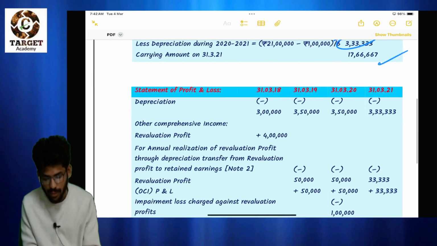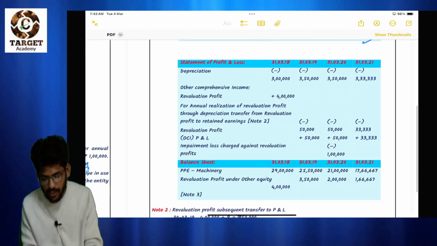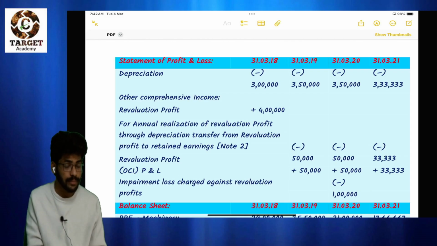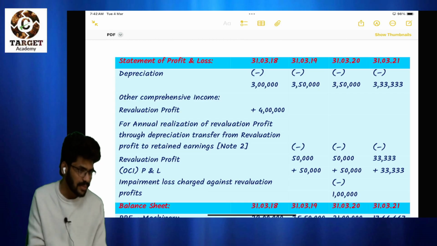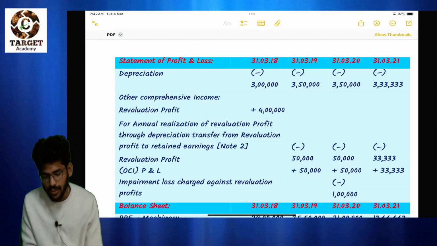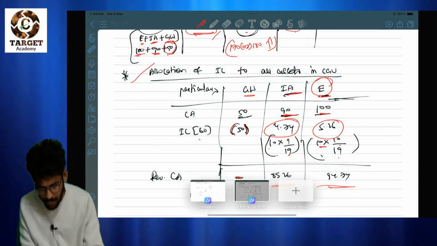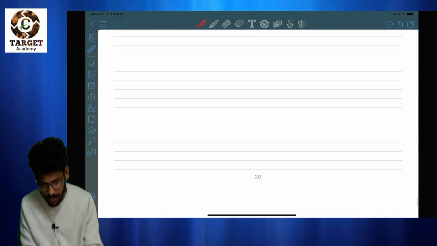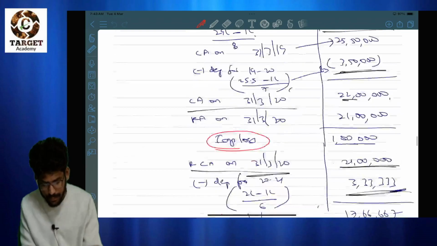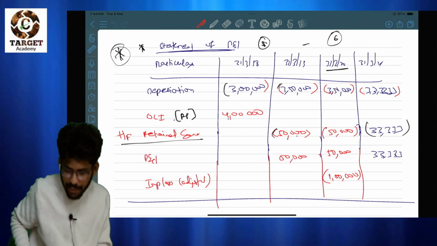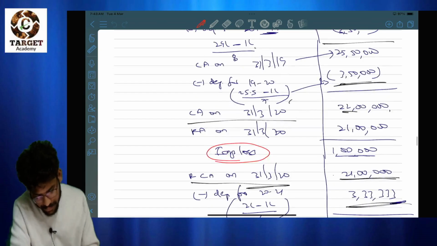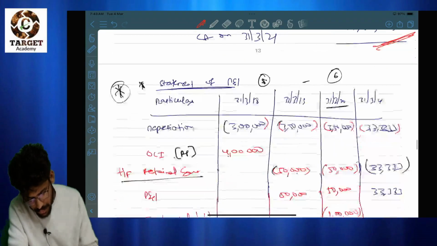So coming to the statement of P&L. They asked for the financial statements, right? So that's why we need to calculate this. We just need to show the effect in P&L as well as the balance sheet. That's it. Okay. So coming to the statement of P&L. See the statement of P&L, guys. So please note down. Please pause the video. Please solve the question up to this point, on your own. From here, I'll solve.